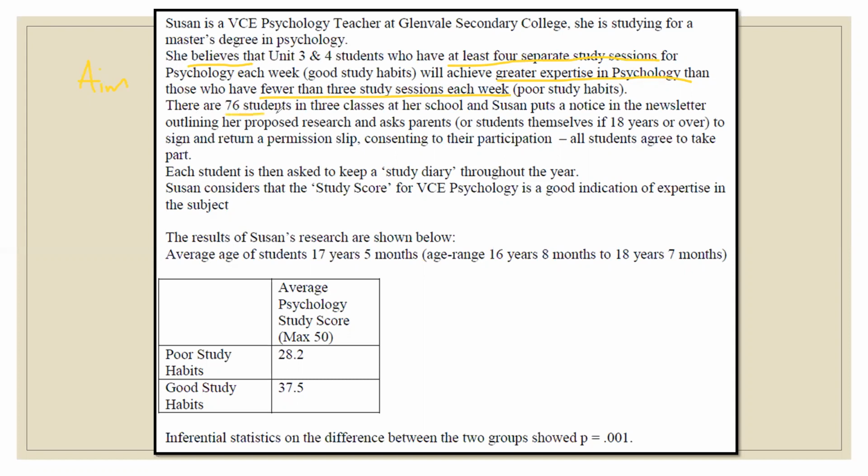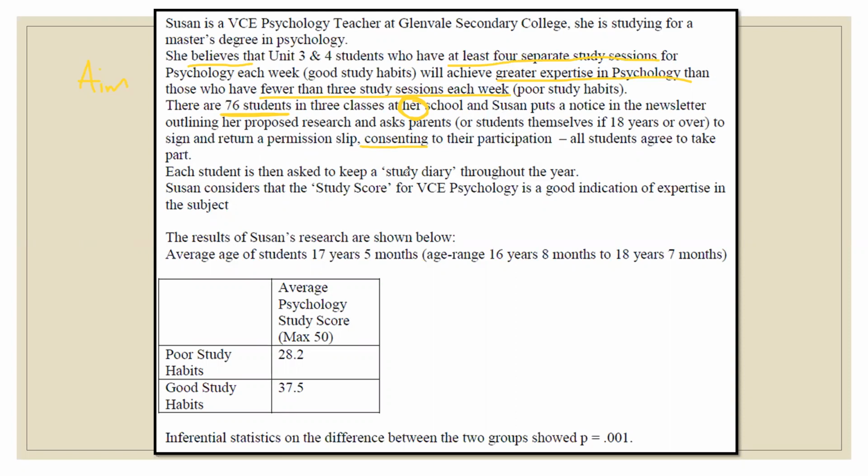There are 76 students. Again, this tells us something about the sample that she might be using in 3 classes at her school. So at the school that she teaches. So this gives you a clue as to what sampling procedure she might have used. Okay, Susan puts a notice in the newsletter outlining her proposed research and asks parents or students themselves, if 18 years or above, to sign and return a permission slip consenting to their participation. So we can see that there is some aspect of informed consent that's been fulfilled here.